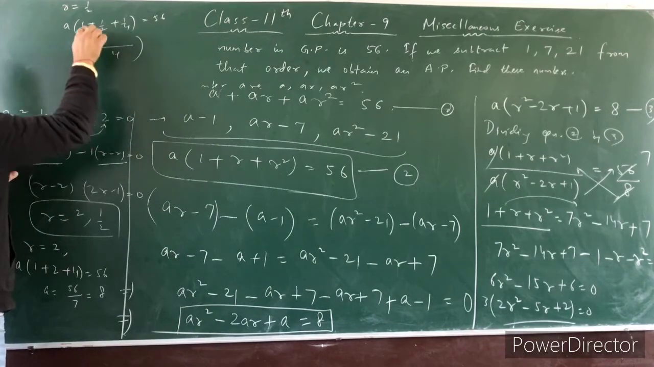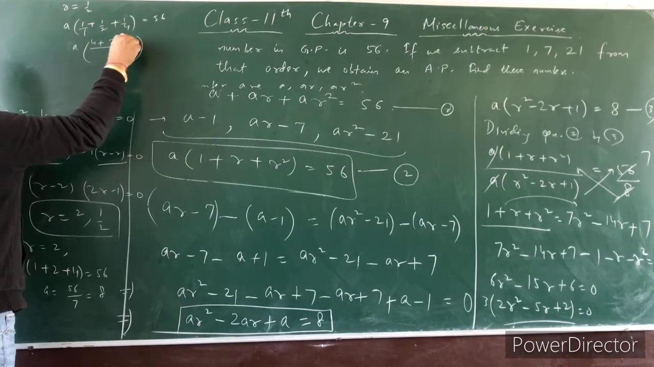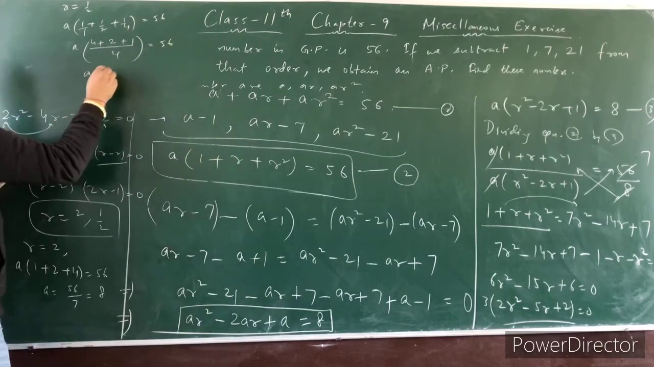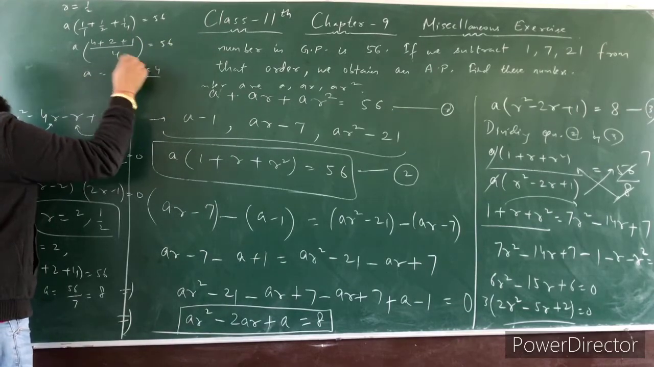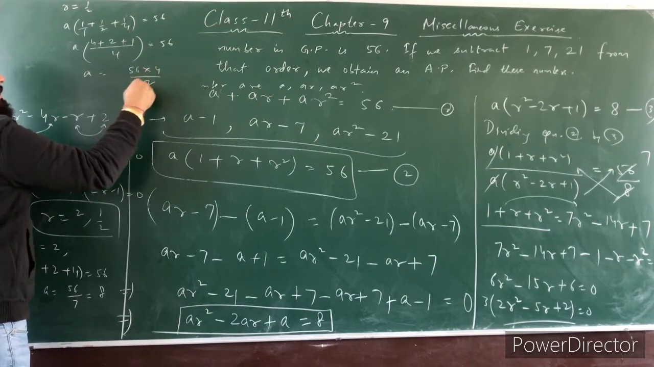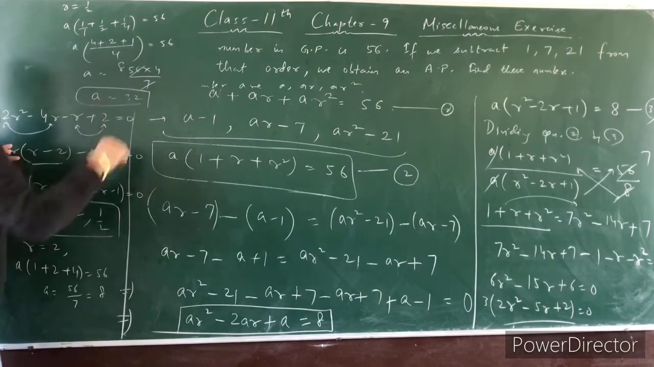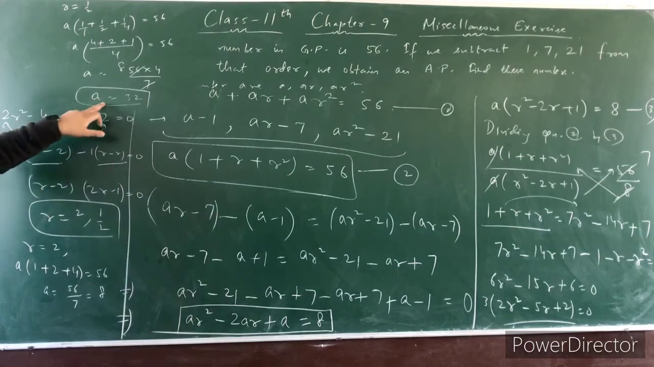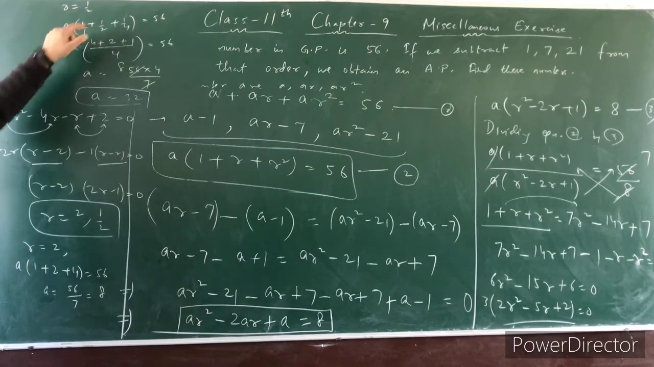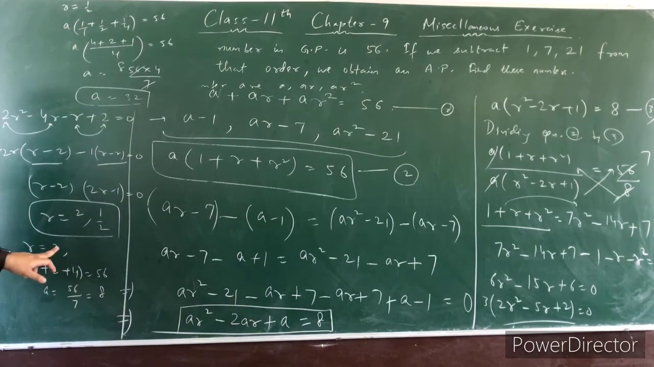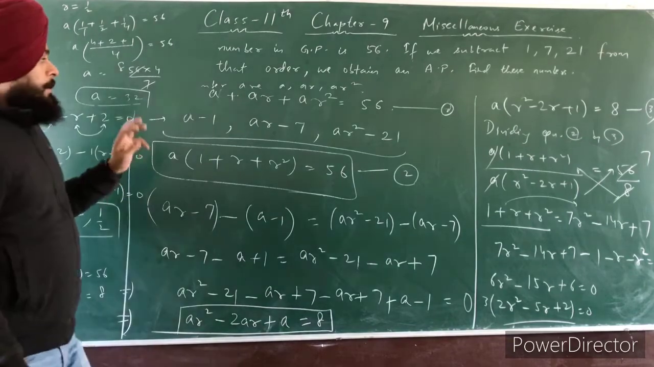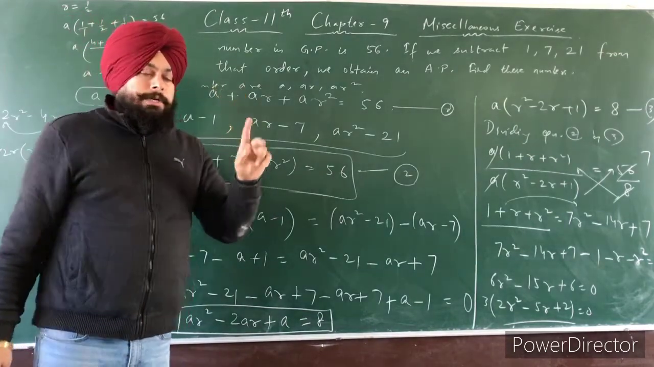a(4 + 2 + 1)/4 = 56. a = 56 × 4 over 4 plus 2, 6, 6 plus 1, 7. 7 eights are 56, 8 fours are 32. It means when a = 32, r = 1/2, and when a = 8, r = 2. It means we have two cases here.